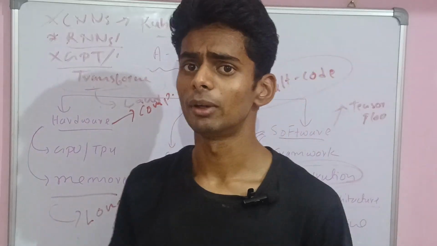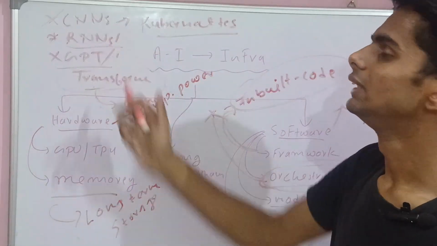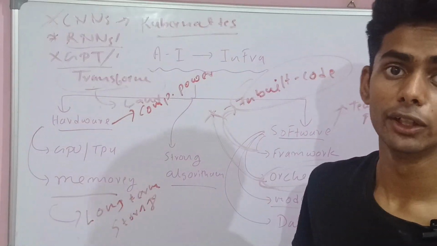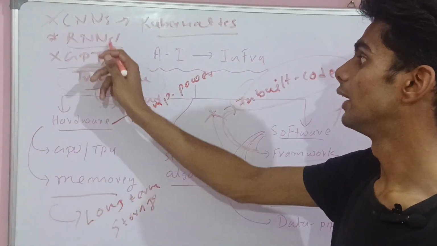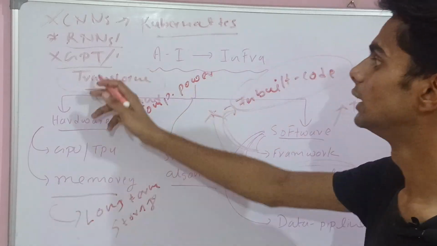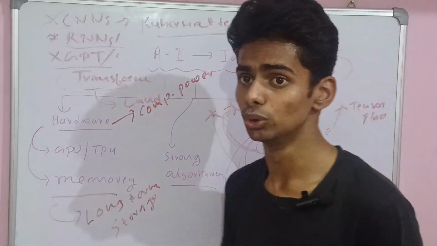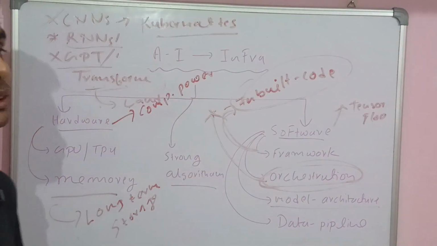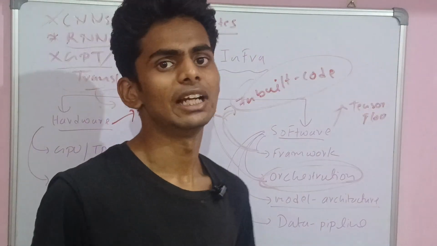So CNN is used when you're solving an image problem, RNN is used as a recurrent neural network, and GPT and transformer are actually used when you're training a model for language. So that's all about it for today.